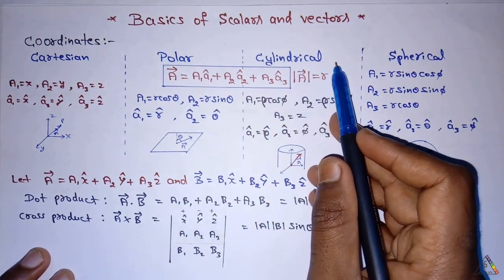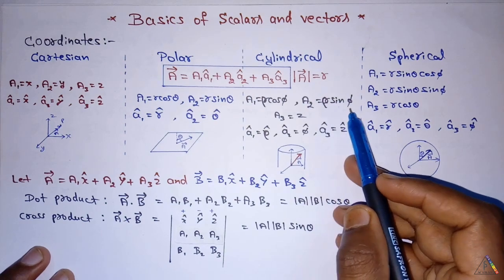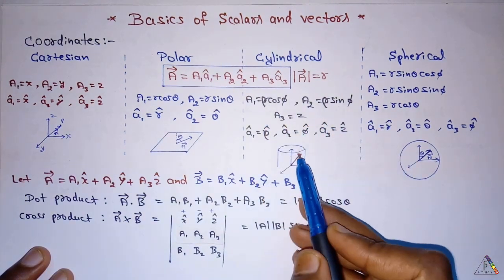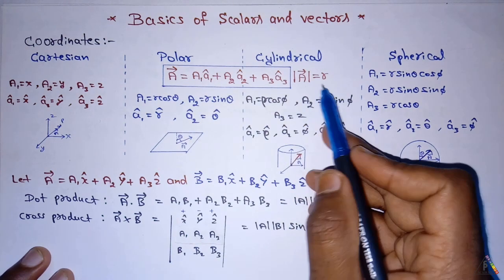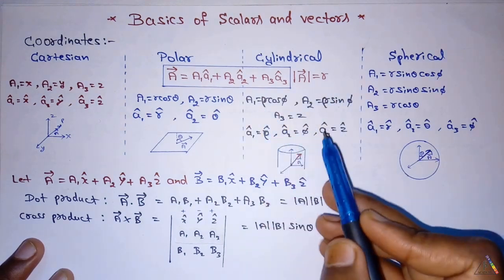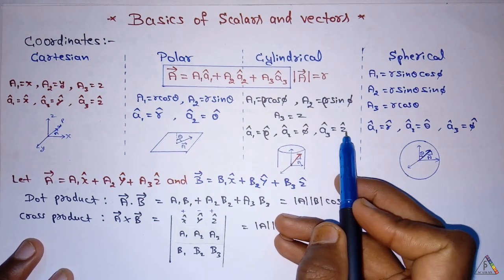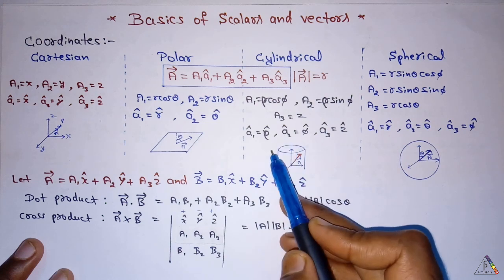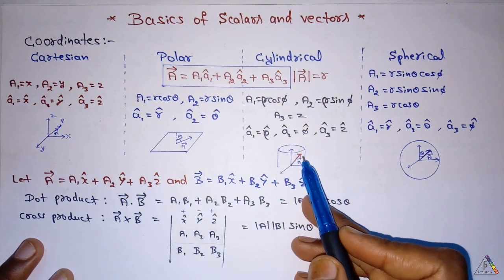In cylindrical coordinates, a1 is equal to rho cos phi, a2 is equal to rho sin phi, a3 is equal to z, where rho is the magnitude along the radial component of the cylindrical coordinate, and along the variables rho, phi and z, the unit vectors are rho cap, phi cap and z cap. Here it does not mean that the system is moving on the surface of a fixed cylinder.